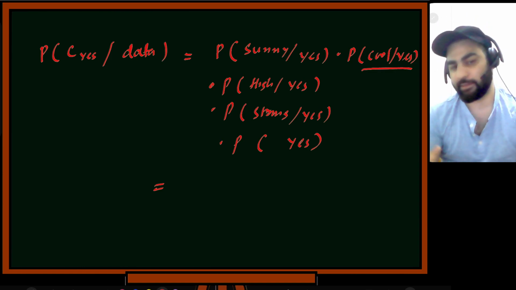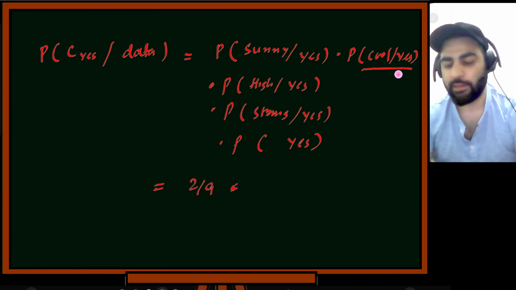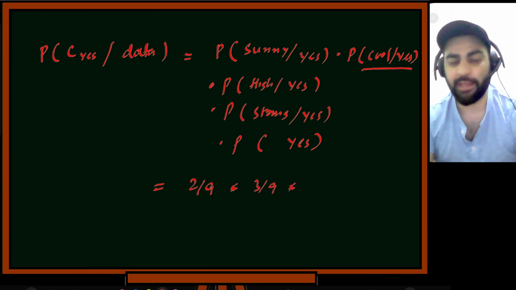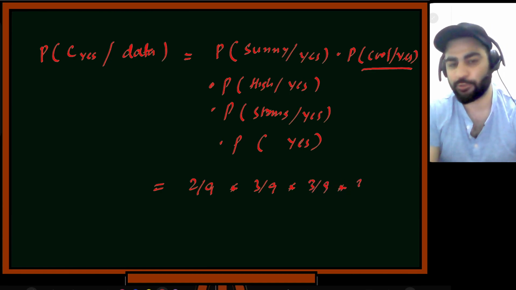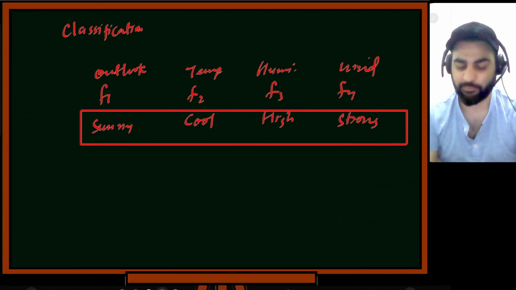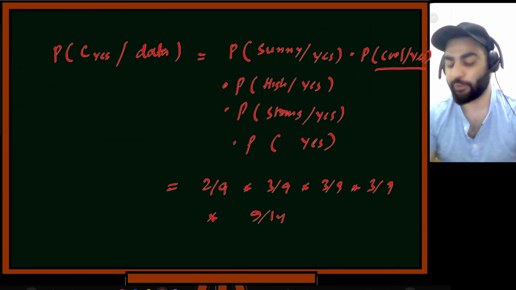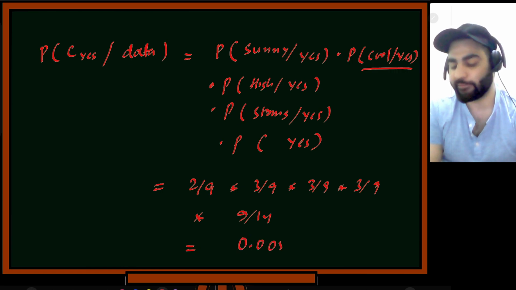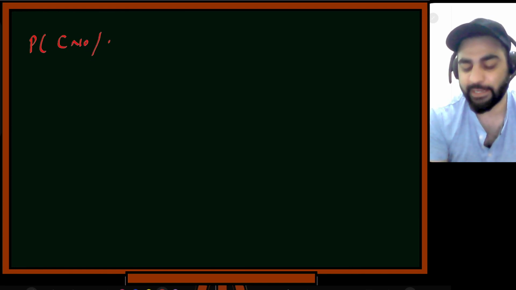So probability of sunny given the class yes is 2 by 9, multiplied by probability of cool given class yes, which is 3 by 9, multiplied by probability of high given yes, which is again 3 by 9. Probability of strong given yes is also 3 by 9, and probability of yes is 9 by 14. This is what we had, I think, here. Probability of yes is 9 by 14. So if you compute this probability, it is somewhere equal to 0.0053.